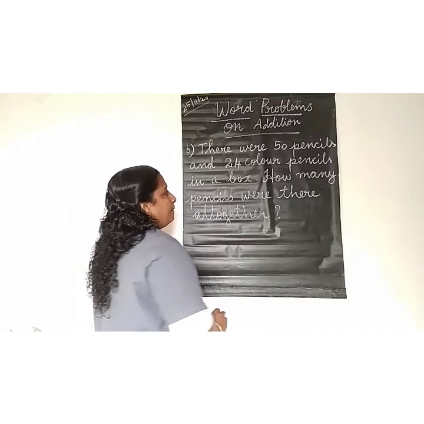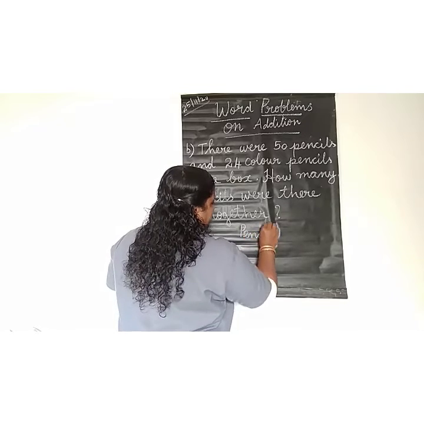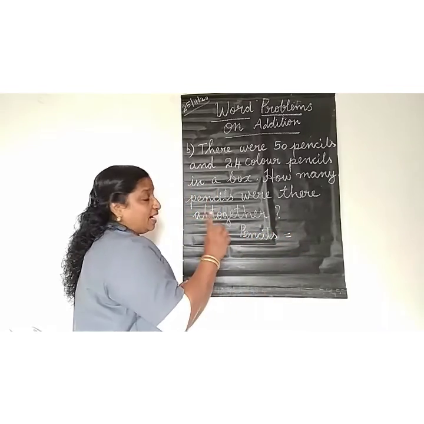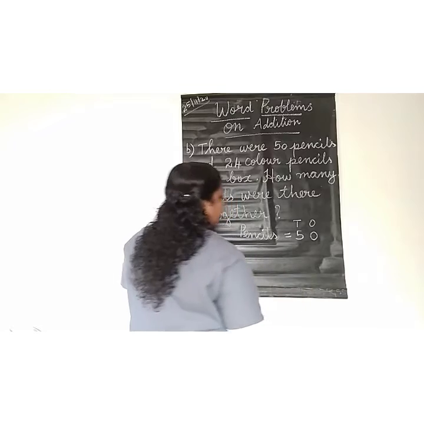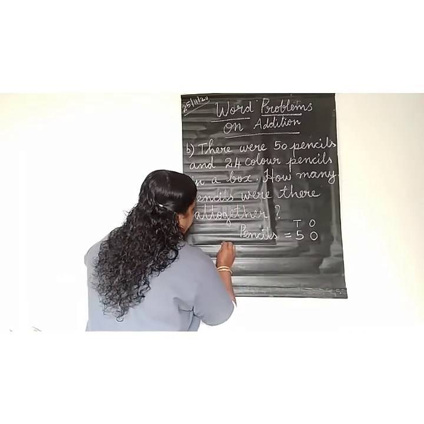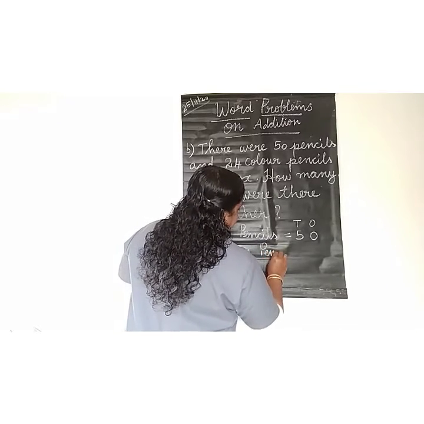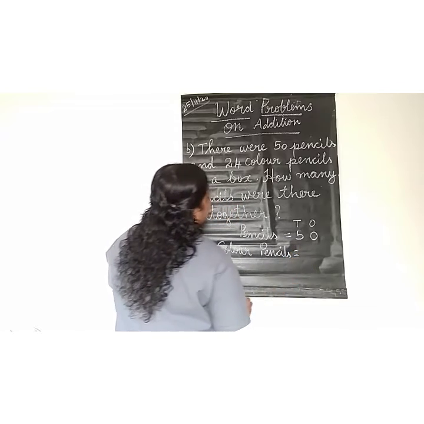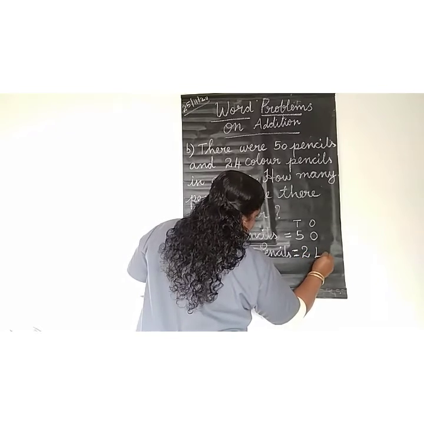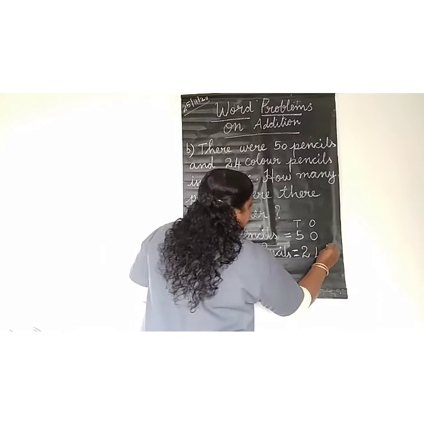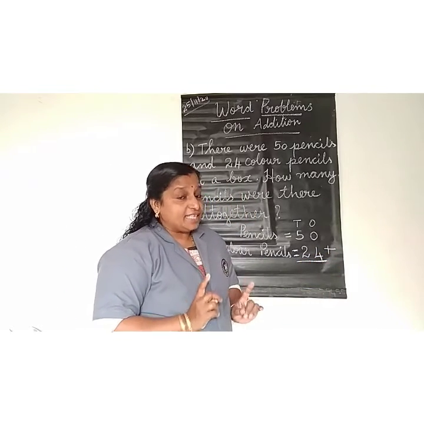So, how many pencils are there? Normal pencils, ordinary pencils? Yes. How many pencils are there? 50: 5 tens and 0 ones. How many color pencils are there? 24 color pencils are there, isn't it? Bring that number down. Then what are we going to do? We are going to add these numbers. If you add any number with 0, what will you get? Yes, we get the same number.